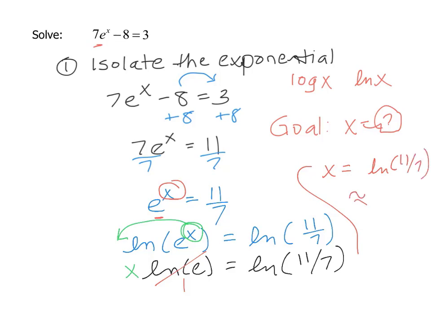And the approximate value for that is 0.452. Now, it actually doesn't matter which type of log we choose. Our answer might end up looking a little different, but either way, it's still going to come out to the same value.